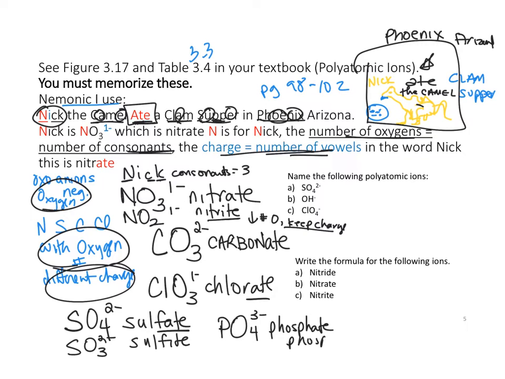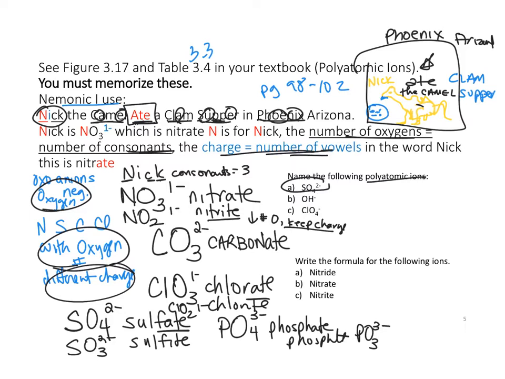Phosphite, you drop the number of oxygens from 4 to 3, and you maintain the charge. Chlorite, what do you think chlorite is? ClO2, 1 minus.